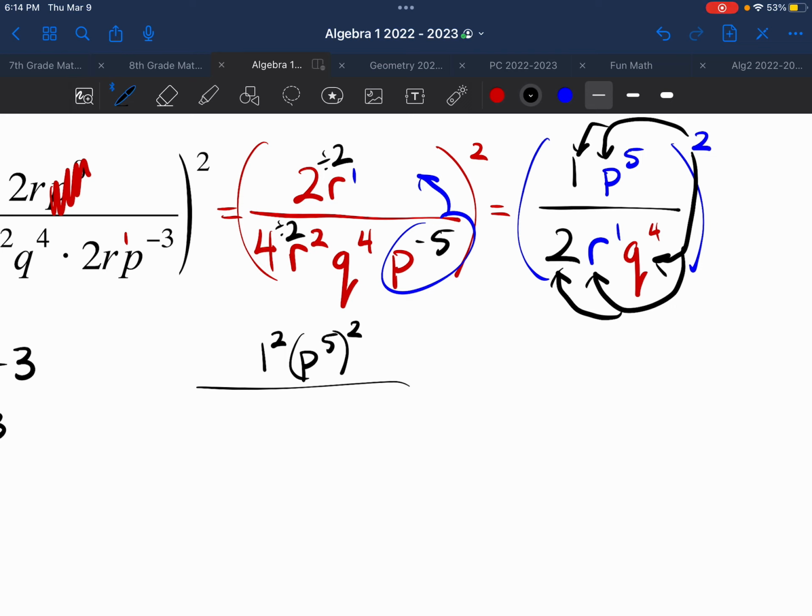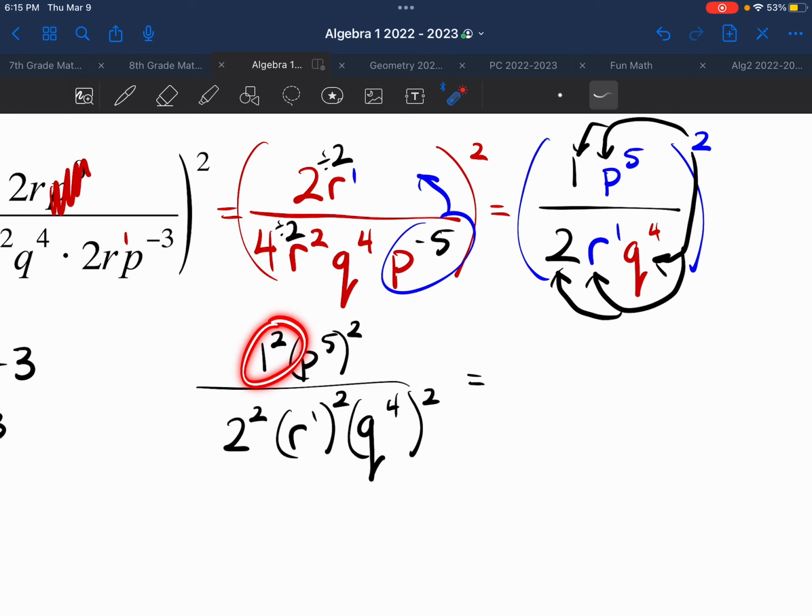I will get in the denominator 2 squared, r to the power of 1 squared, and I'll have a q to the power of 4 also squared. I realize there's ways to simplify that a little bit faster, but I'm just being pedantic. I'm making sure you really understand what's going on.